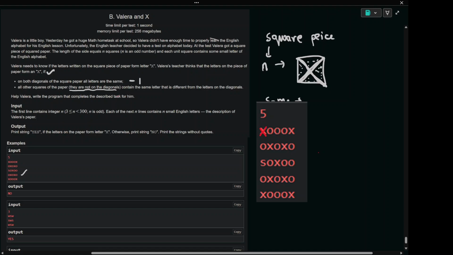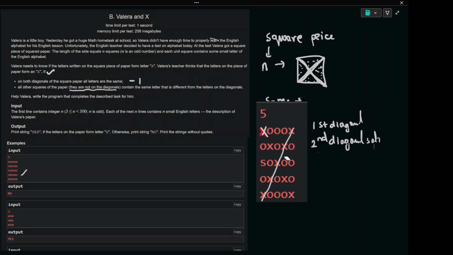So the first thing we have to check: on both diagonals of the square paper, all the letters are the same, right? Let's check the diagonals. This is the diagonal, right? We have x x x x x. So that is the same for the first diagonal. And then the second diagonal, which is from right to left, right? This diagonal right here, we have all the same. So the second diagonal also satisfies. Very good, that is also satisfying. And also, what's the next constraint they said?